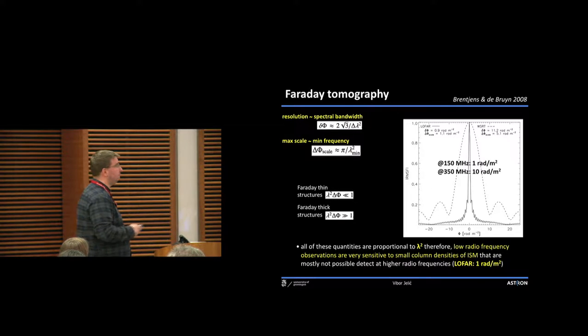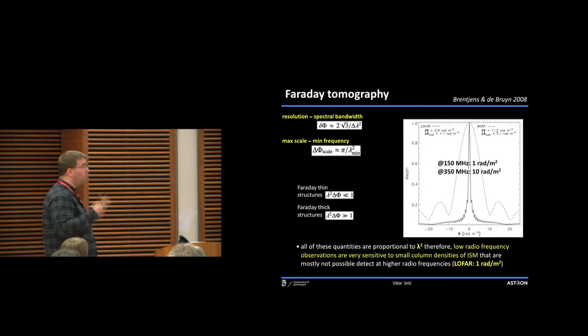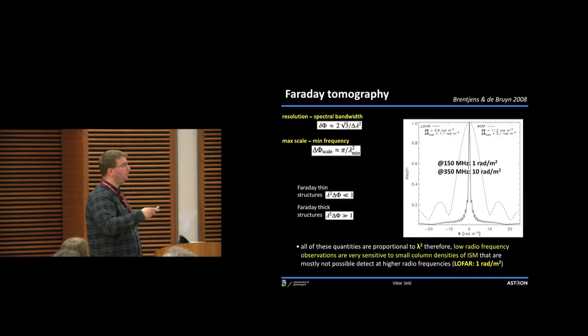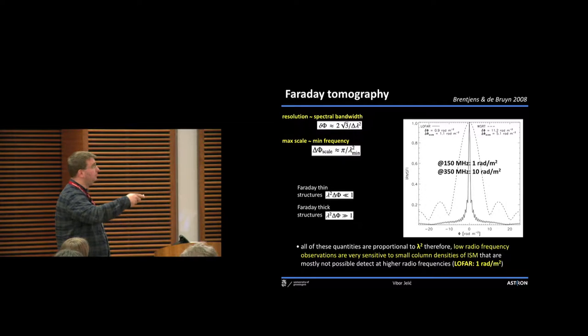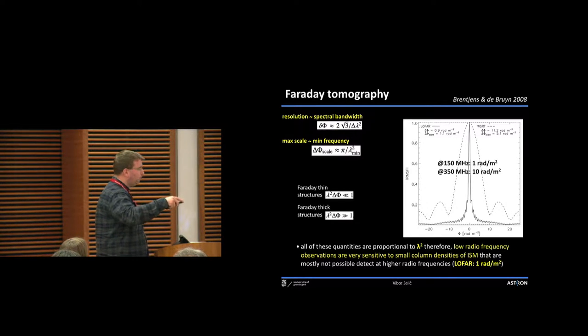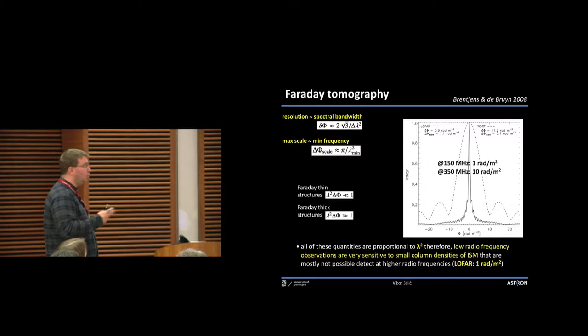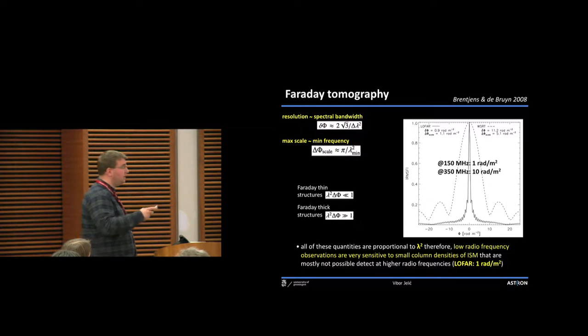And then if you go even to higher frequencies, your resolution is even 3 to 4 times poorer than at low radio frequencies. So when we are talking about Faraday thin and Faraday thick structures, one also needs to remember that these are relative terms, because all of them depend on the lambda squared space. So it's possible that if at a certain frequency we see Faraday thick structures, at another frequency they will be Faraday thin, or the other way around. So the LOFAR observations, because we are really observing at low radio frequencies, give us a unique resolution in Faraday depth of 1 radian per square meter, which means that we are very sensitive to small column densities of interstellar medium.